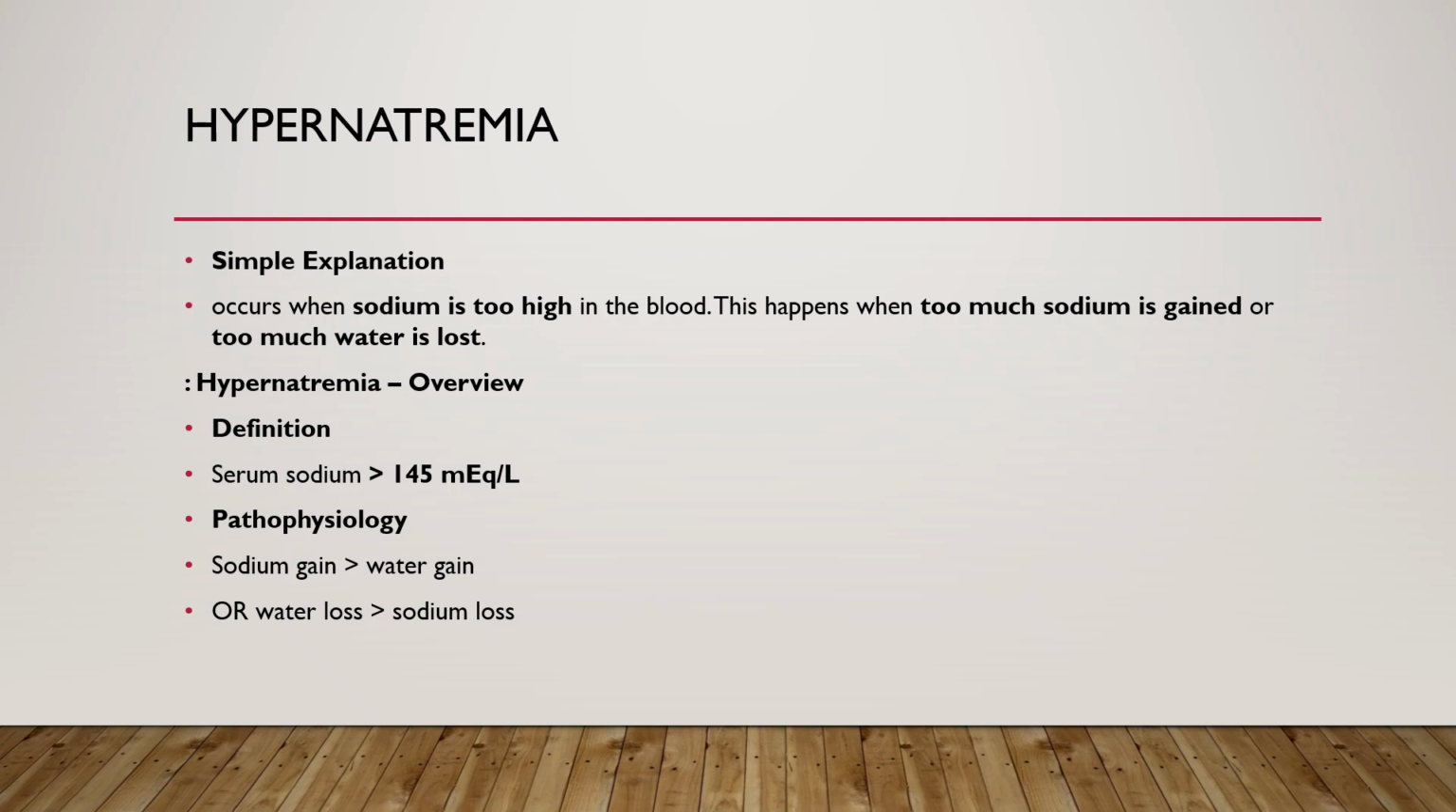This happens when too much sodium is gained or too much water is lost relative to sodium. So, definition overview: when serum sodium is above 145 milliequivalents per liter, it is regarded as hypernatremia. Physiology: when sodium gain is greater than water gain, it can lead to hypernatremia, or when sodium is more concentrated in blood as a result of water loss, that is hypernatremia.